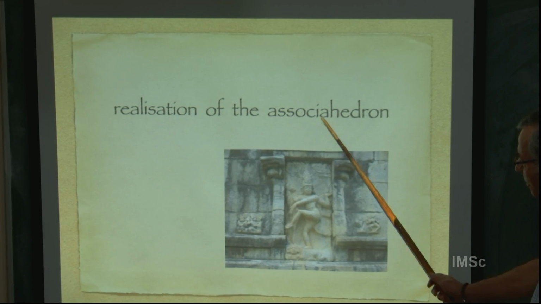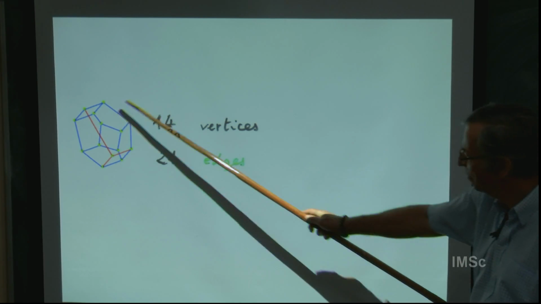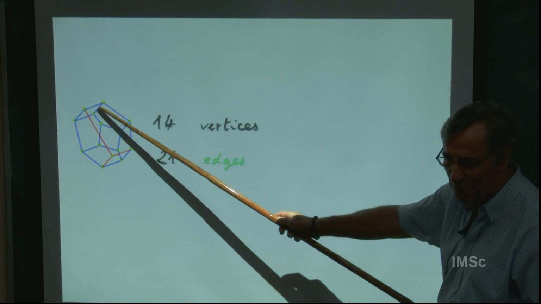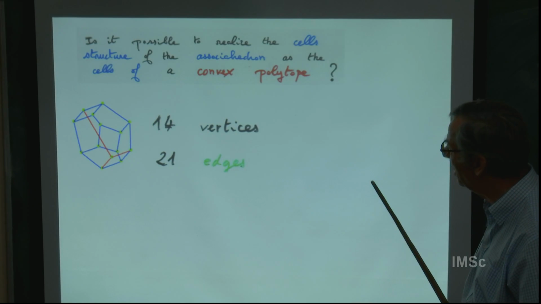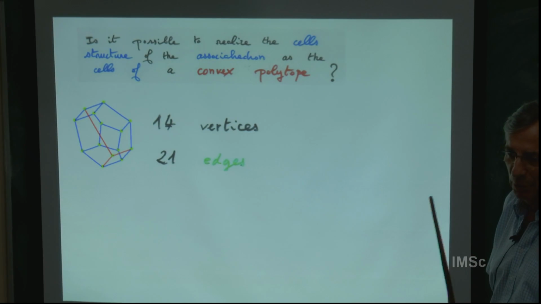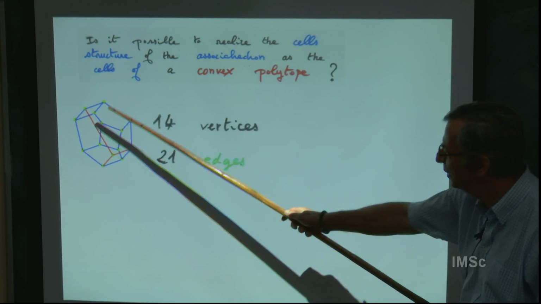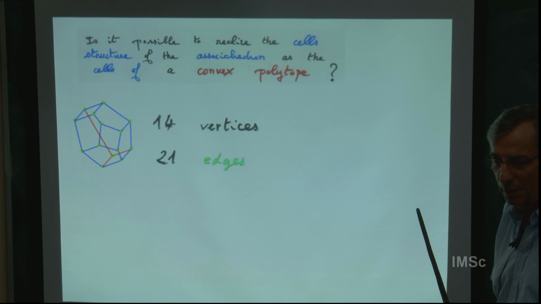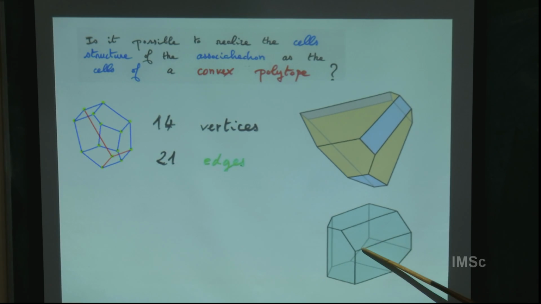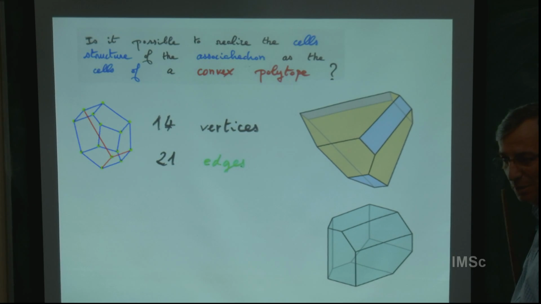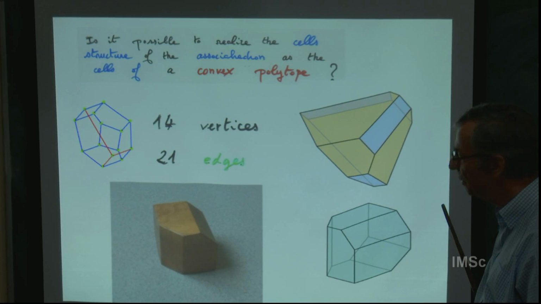And then I will finish with the geometric realization of the associahedron. Here are the 14 triangulations, the 14 binary trees, with the edges being the rotations in the binary tree. And is it possible to realize the cell structure of the associahedron? The associahedron is this kind of thing, as a convex polytope. So people have looked a lot. Here are the 14 binary trees. In each vertex, there is a binary tree. Is it possible to realize this as a convex polytope?